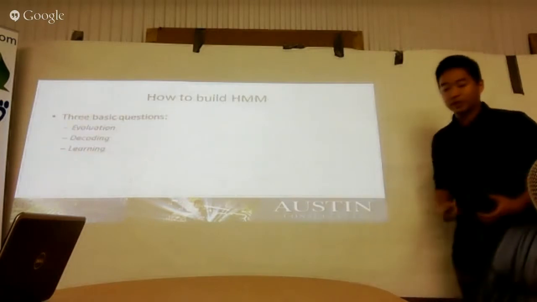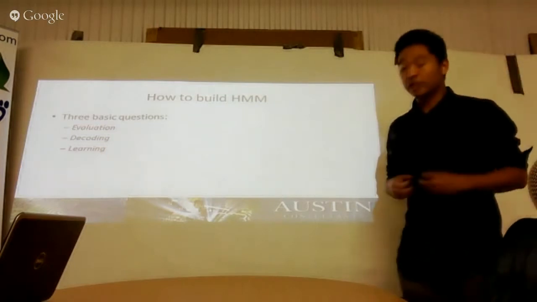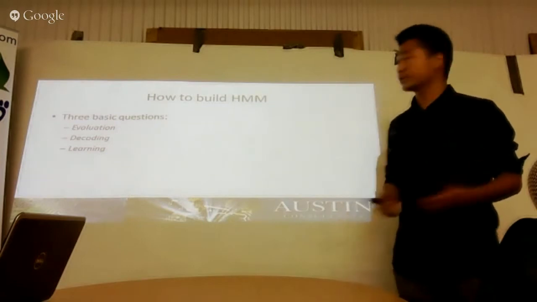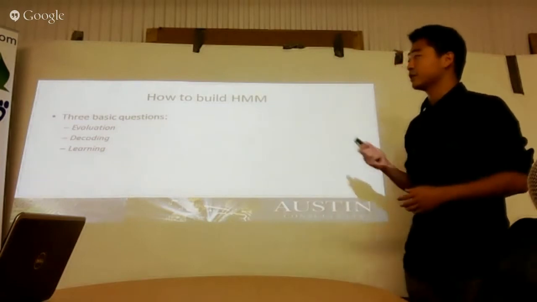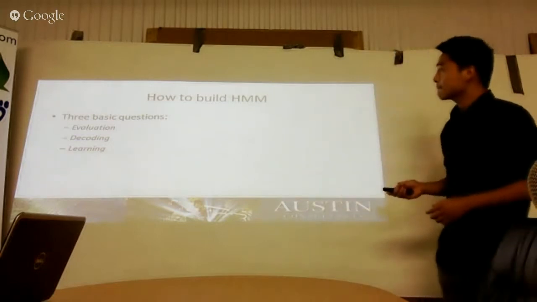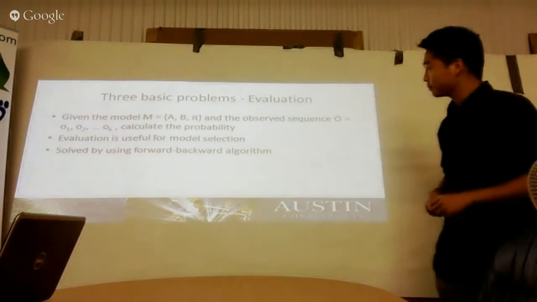Now, how to build one hidden Markov model? For a hidden Markov model, you're always trying to solve three kinds of questions. One is evaluation, another is decoding, and the last one is learning. So what are they?